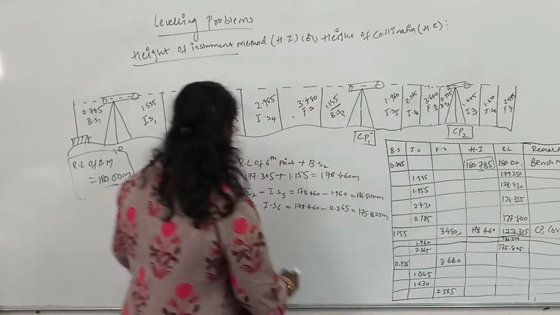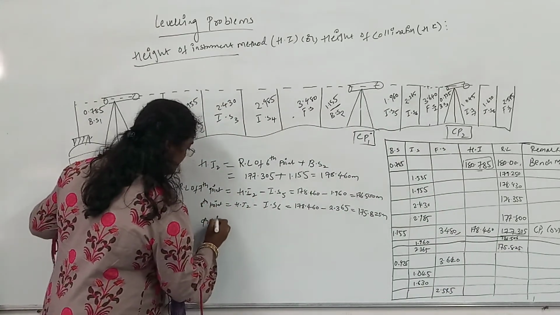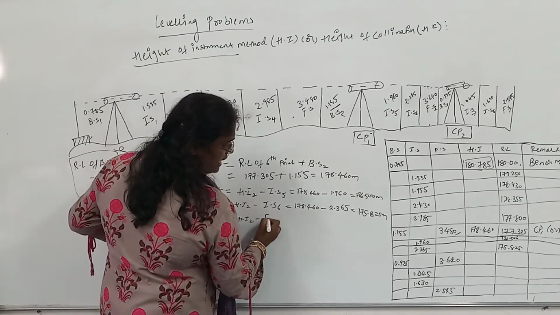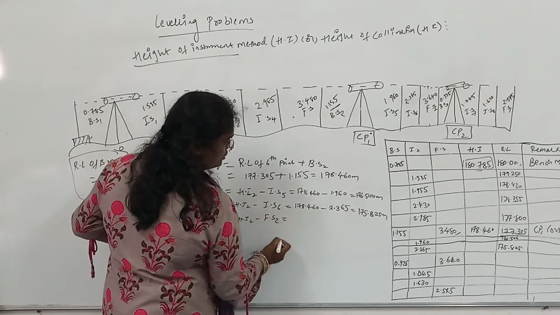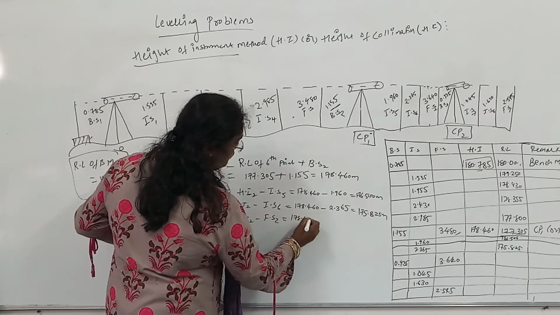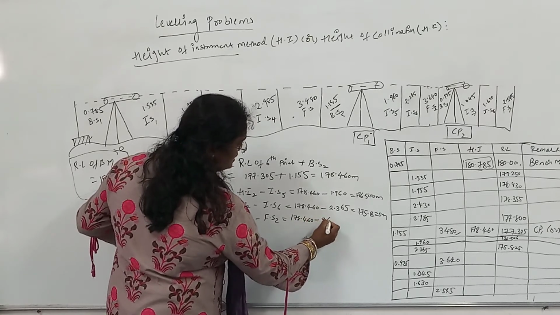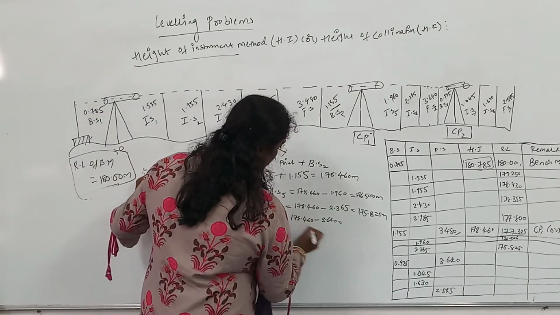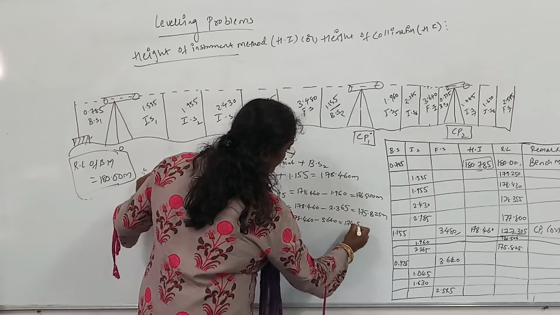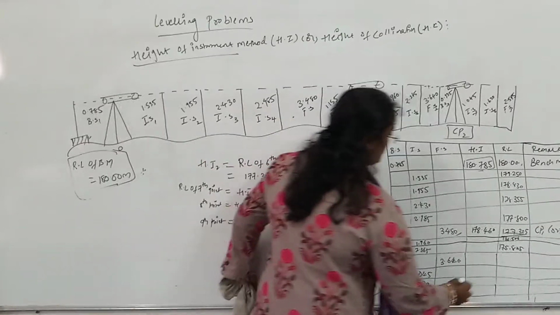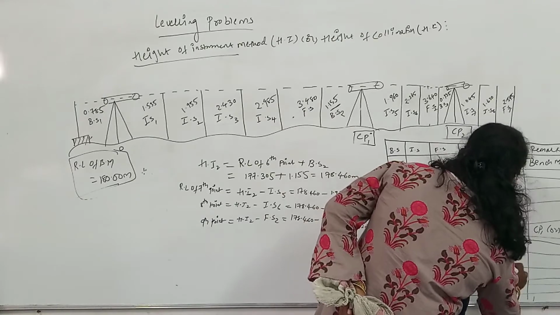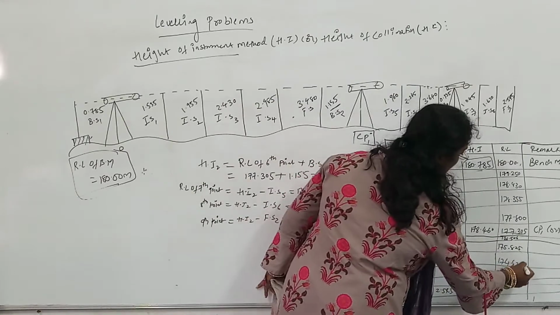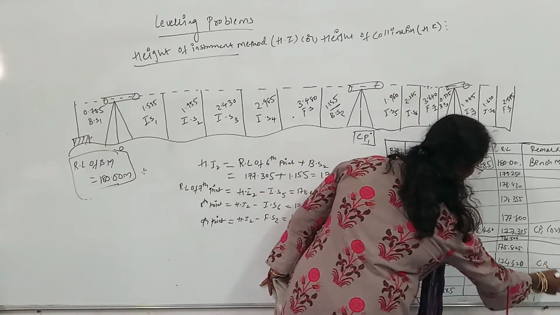Next, for the 9th point, height of instrument 2 minus foresight, because here we are changing the instrument. So here 178.460 minus 3.640. What is the value? 174.820 meters. Here we have finished one more cycle. Here is change point 2.